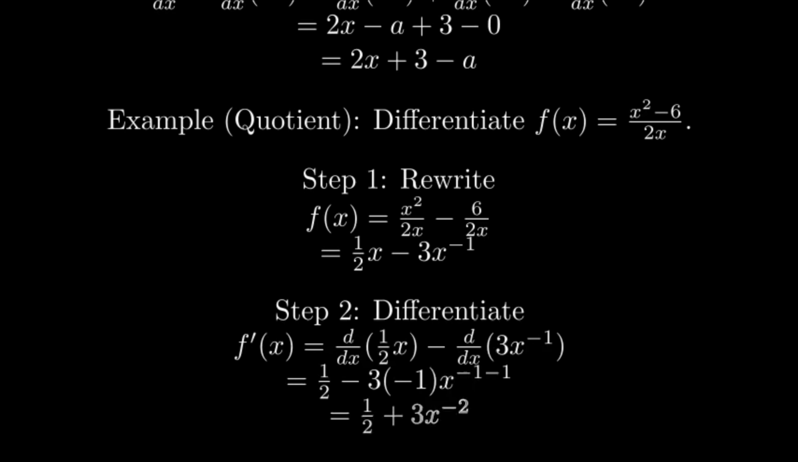Now we can differentiate. The derivative of 1/2 x is just 1/2. For the second term, we bring the -1 power down, so -3 times -1 is positive 3. The new power is -1 minus 1, which is -2. So the derivative is 1/2 plus 3x to the negative 2.